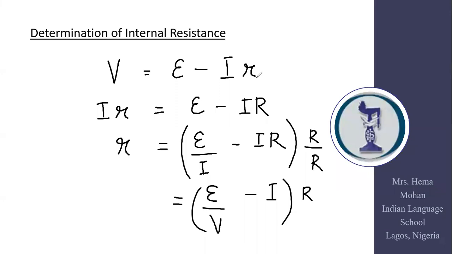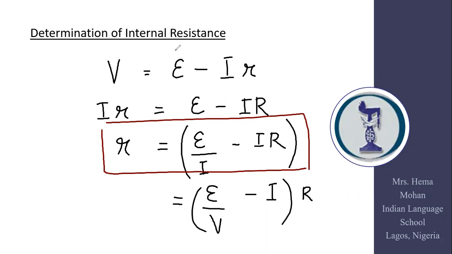So if I have to express internal resistance in terms of current, I can use this. And if I am going to express internal resistance in terms of voltage, I can use this. So E by V minus I into R, or E by I minus IR. This is what is going to be the internal resistance offered by the cell.